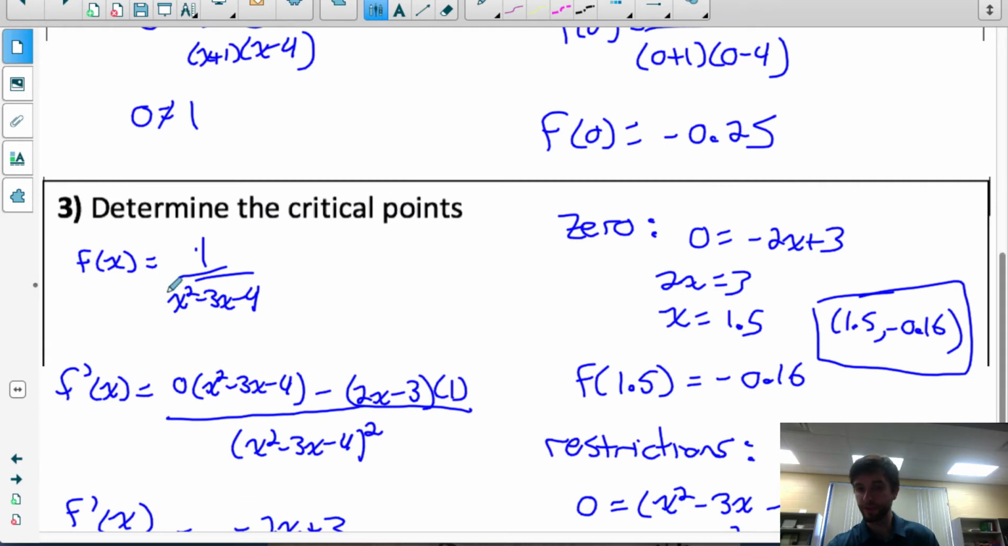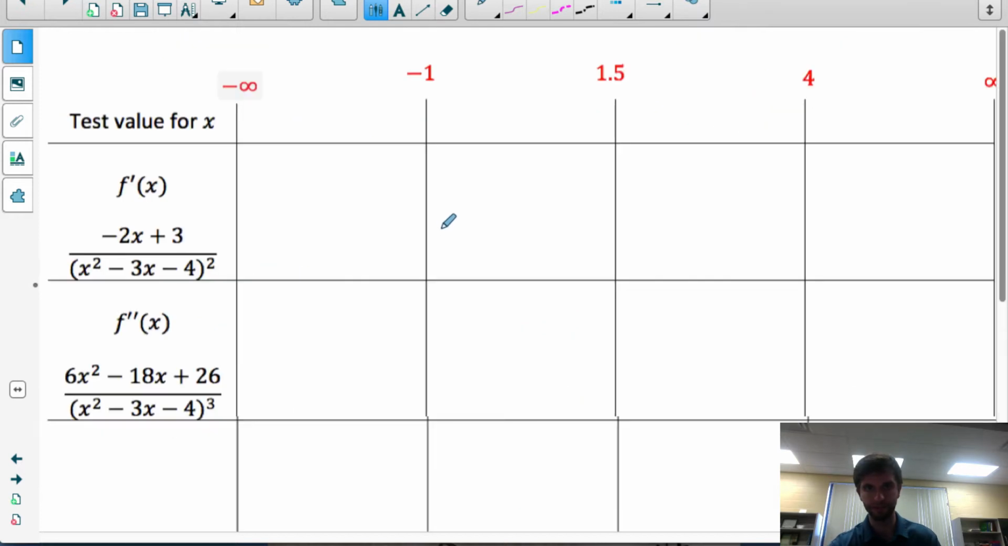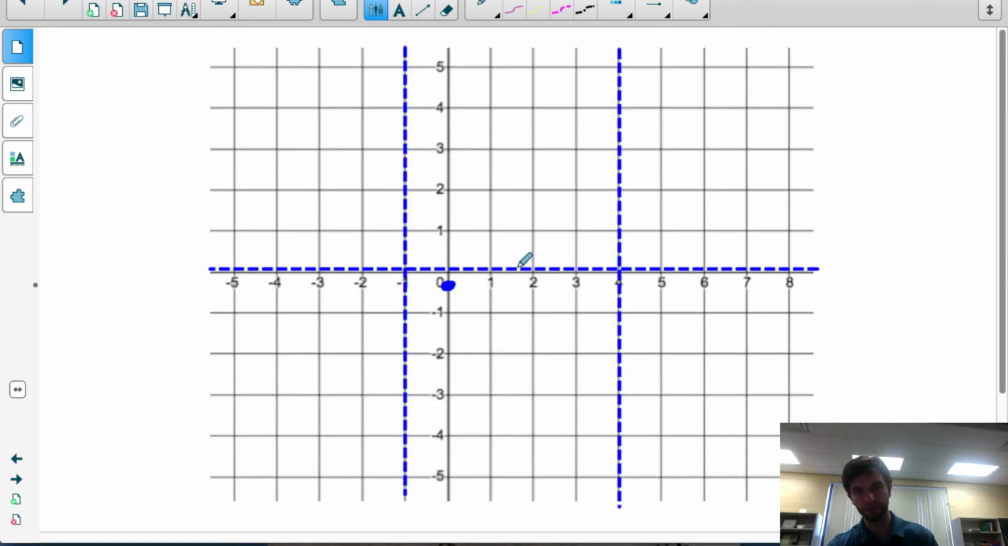If they were in the domain of the original function, that would mean that at those numbers, there would be a vertical tangent, meaning maybe it was a cusp or something in our function at that point. But we don't have to consider them for this one because they're not in the domain of the original function. Okay, the next thing we want to do, I could plot this point, I suppose, 1.5, negative 0.16. It's like right here. Okay, so we've got a couple points on our function now.